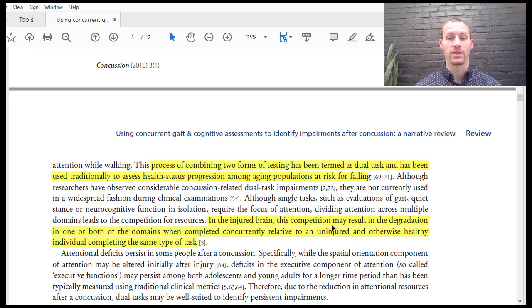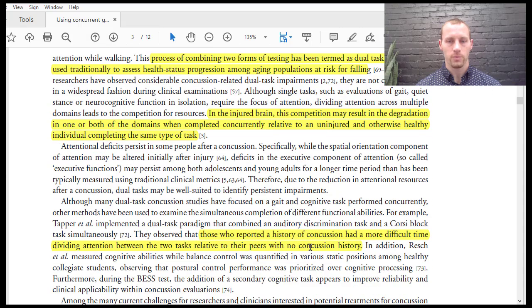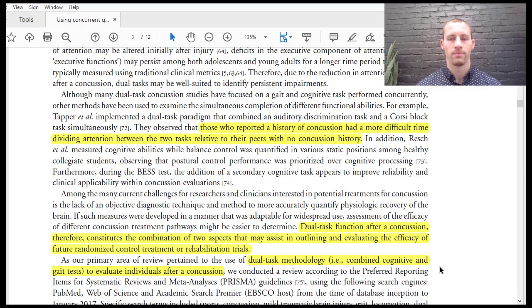In the injured brain, this competition may result in degradation in either one or both domains when completed concurrently, relative to an uninjured or otherwise healthy individual. And those who reported a history of concussion had a more difficult time dividing attention between two tasks relative to their peers with no concussion history. So basically, having a previous concussion can cause dual tasking issues farther down the road, even without having a current concussion.